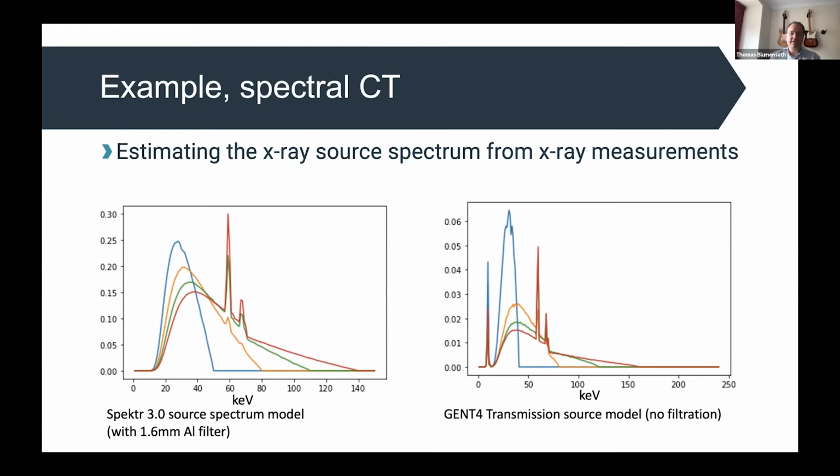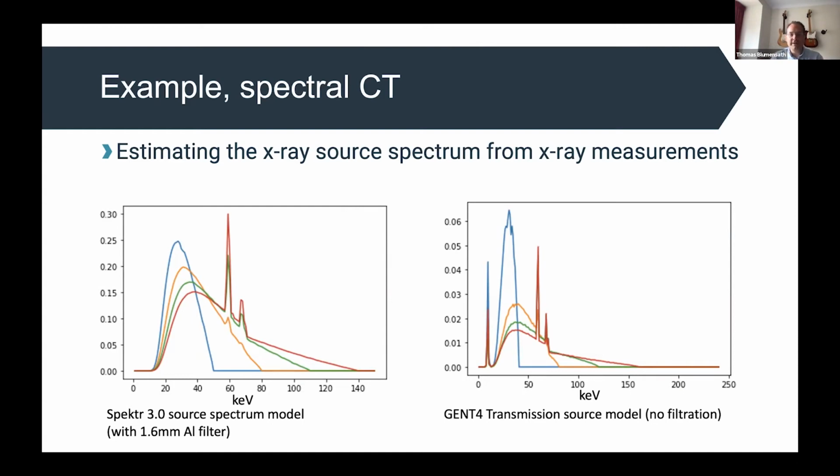The first problem you might have is, if you don't have one of these detectors that distinguish different energy levels, one way of doing it is to take your X-ray source and crank up the voltage. Each time you change the voltage, you get a different energy profile for the X-rays that come out. Here are two different simulations of X-ray spectra that you might get out of an X-ray source. The different colors represent different voltages.